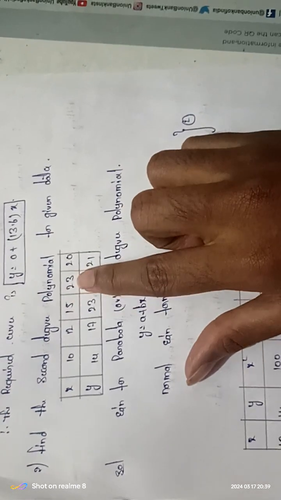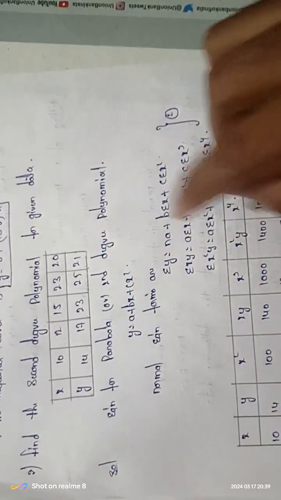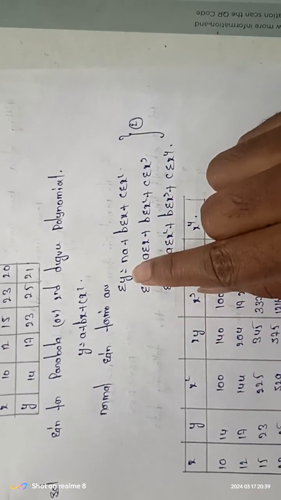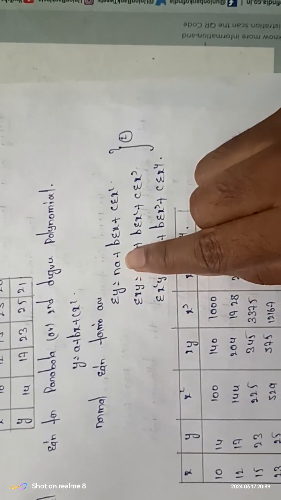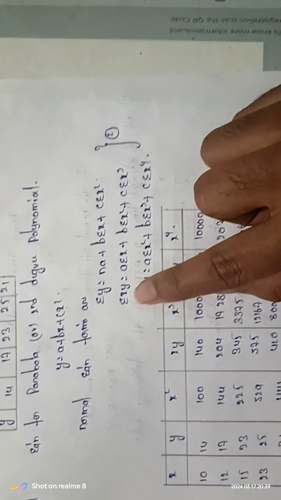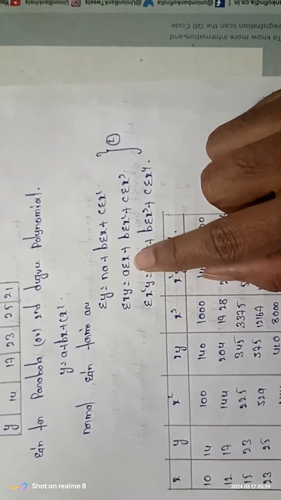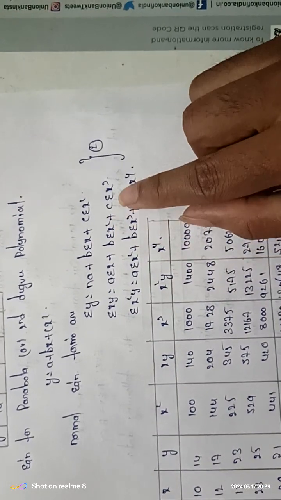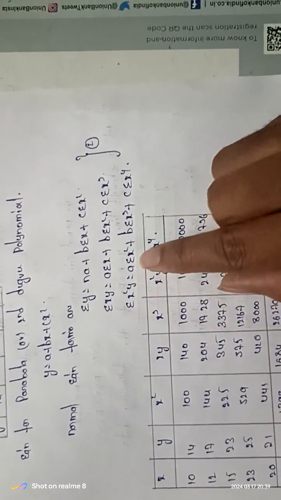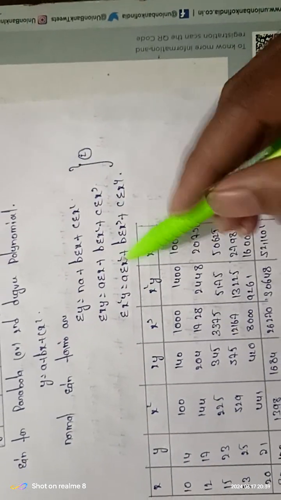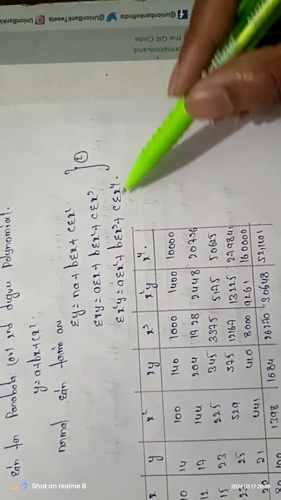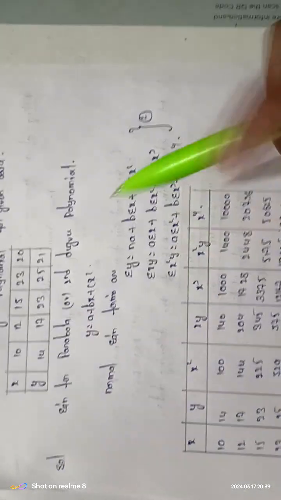The second example is the second degree polynomial, or the parabola equation. The normal equation forms are sigma y equal to n into a plus b into sigma x plus c into sigma x square. Sigma xy equal to a into sigma x plus b into sigma x square plus c into sigma x cube. And the third equation is sigma x square y equal to a into sigma x square plus b into sigma x cube plus c into sigma x power 4.